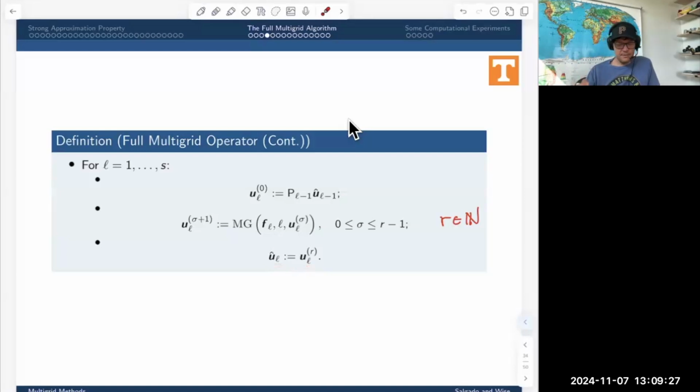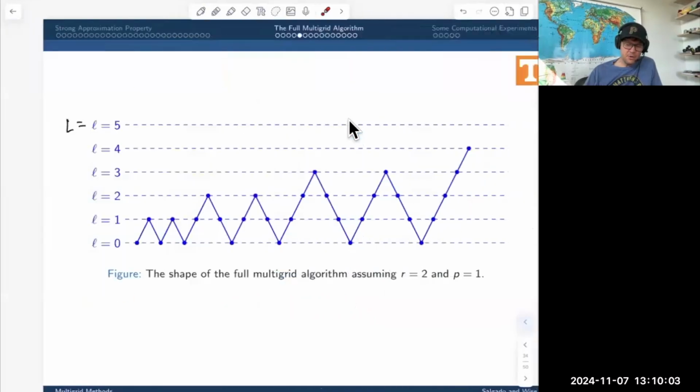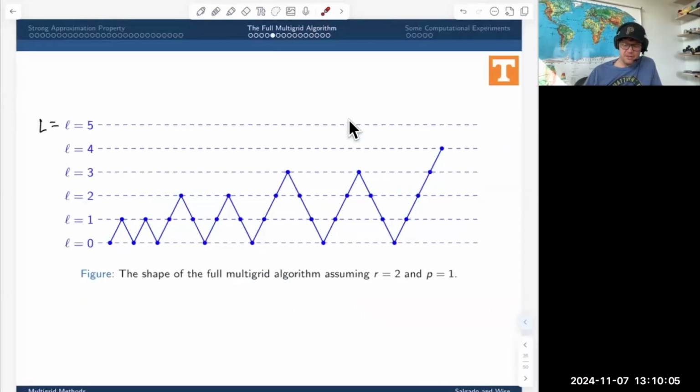And then we repeat. Okay, so now to get the initial approximation at L plus 1, we prolongate up to L plus 1. We use that as an initial guess. In other words, for L plus 1, we get an initial guess by pushing the level L solution up, and then calling a process which looks like this, but at the next level up. Okay, so this is what's called the full multigrid operator. The picture really describes what's going on here better than the definition, I think.